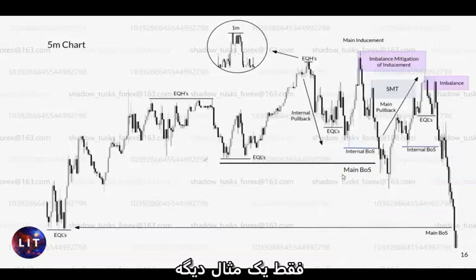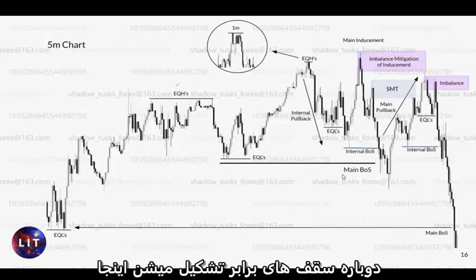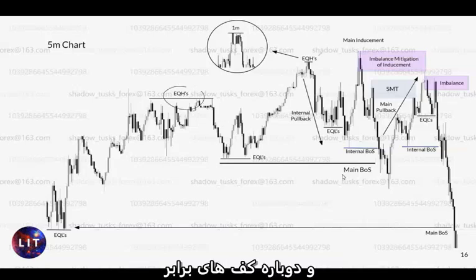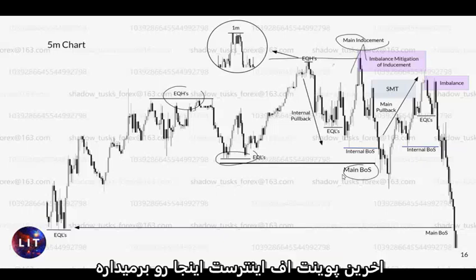Just another one. Very easy one. For example, this is the 5 minute one. You see it's always the same anyways. So again, equal highs building up here. And again, same thing, equal lows building here, main break of structure. This is the inducement before that, grabbing the final point of interest here, right?